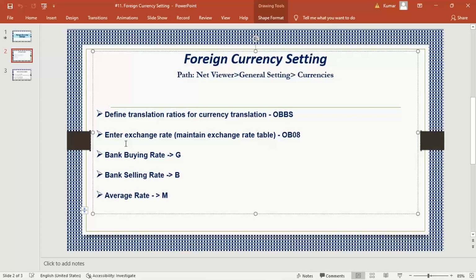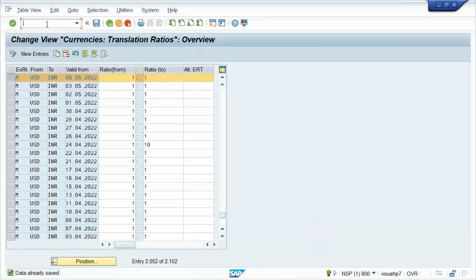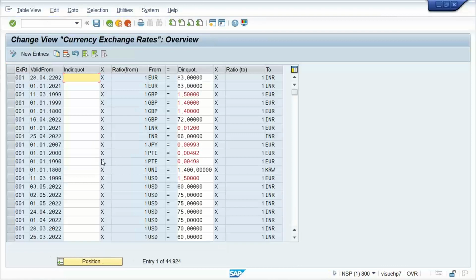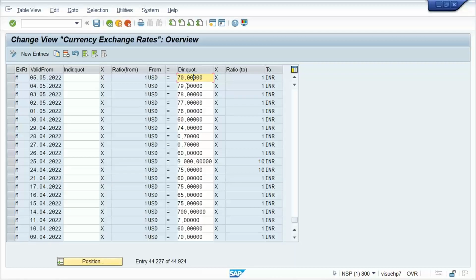Enter exchange rate. We have to maintain the exchange rate table, right? So OB08. Whatever the rates are, where are we going to maintain them? Sorry, the transaction code is OB08. Here we are going to maintain. Hopefully, I think that is already maintained by someone. Check it, guys. M, USD, INR, 05/05/2022. Press enter. Of course it is maintained by someone.